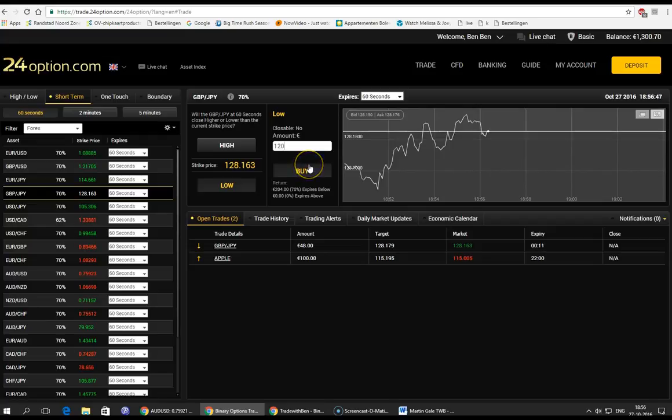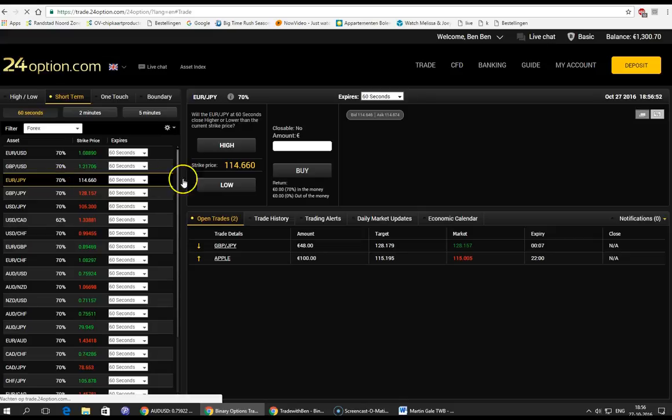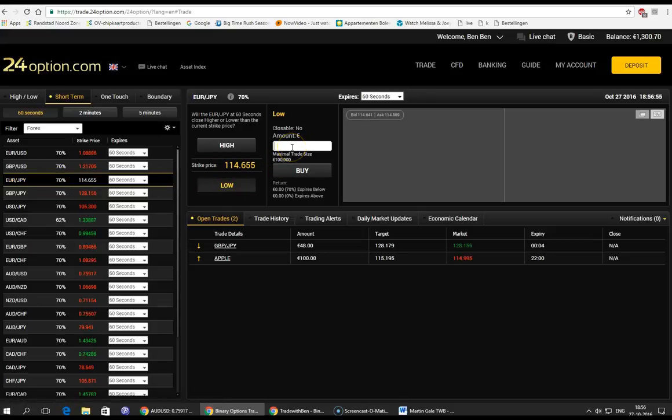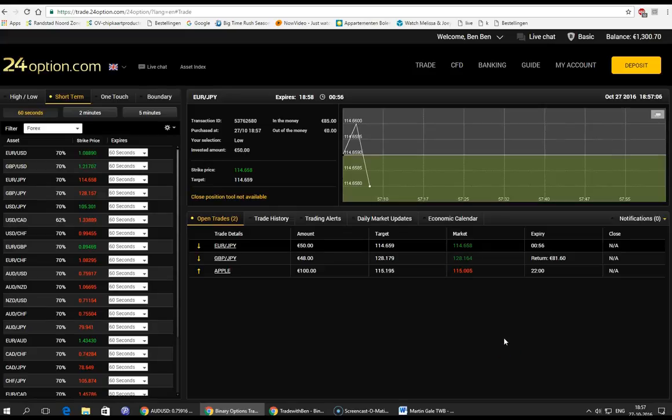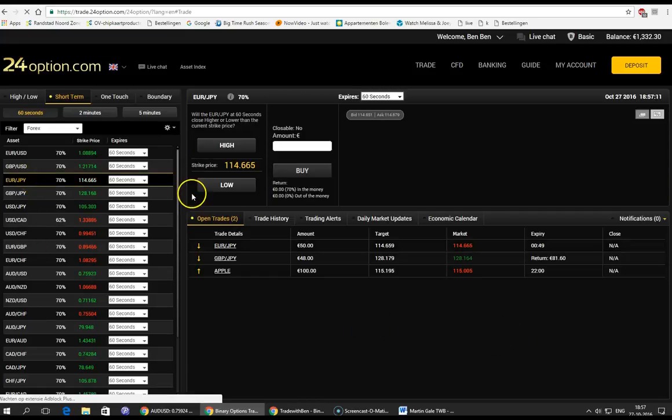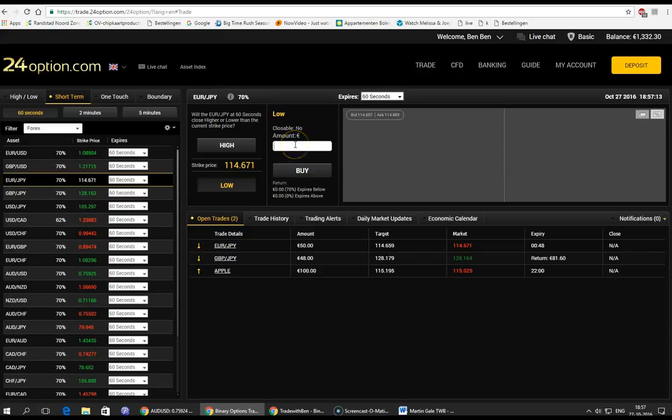Euro Japanese Yen also quite a possibility right now. So I will go to that one. Low also with €50 and take it. Take it. Come on, guys. Let's just hope for the best right now, because it keeps going up right now. And oh god, it's in the trend, by the way.